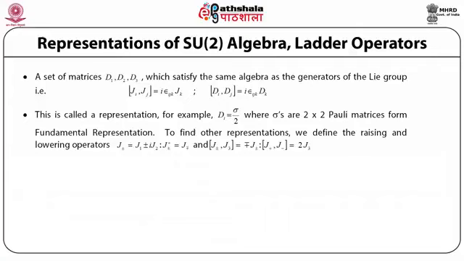For example, if we write Di equal to σi/2, where the sigmas are the usual Pauli matrices, then σi/2 forms a fundamental representation. This is called the fundamental representation. In order to obtain other representations from the fundamental representation, we define what are called the raising and lowering operators, with which you may be familiar from your quantum mechanics. So we define an operator J plus minus, where J plus is called the raising operator and J minus the lowering operator, by the definition that J plus minus is equal to J1 plus minus iJ2.